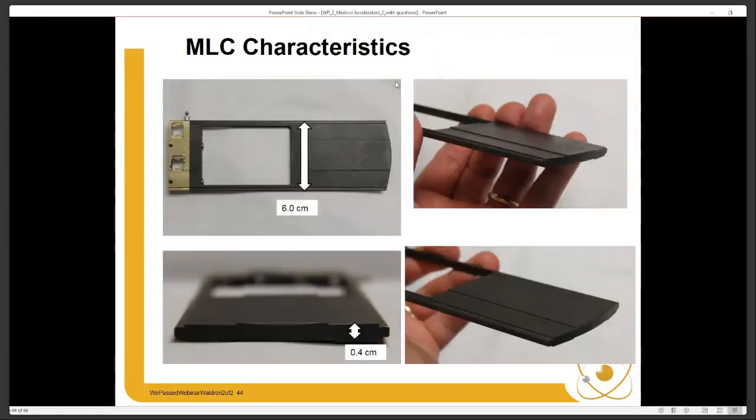Here's a photo of a, going way back in time, Varian Mark style MLC leaf. And so you can see here's the curved leaf end, here's the actual leaf blocking part itself, and of course this section back here on the left would not be extended into the beam. And you can see the tongue and groove structure here.